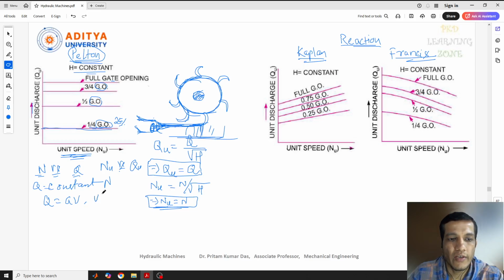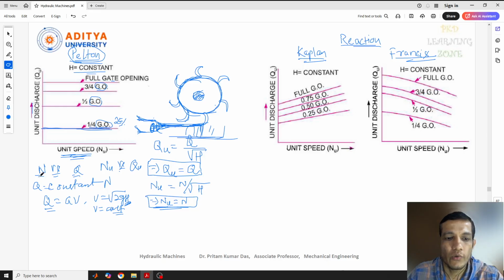Now one more thing, V equal to root over of 2gH. Head is constant, so this part is constant, so velocity will be constant here. Now the discharge will remain constant along with the speed. Because the runner may rotate with high speed, low speed or medium speed, that does not have any kind of effect on the discharge.